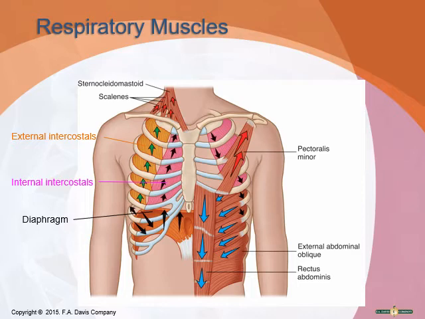Now for forceful exhalation, like if we were going to try to blow up a balloon, the rectus abdominis and the external obliques contract and they pull down on the ribs and the sternum, reducing the chest size. Try this out. See if you can feel all the muscles that move during forceful inhalation and forceful exhalation.